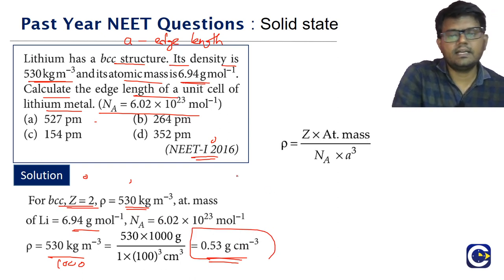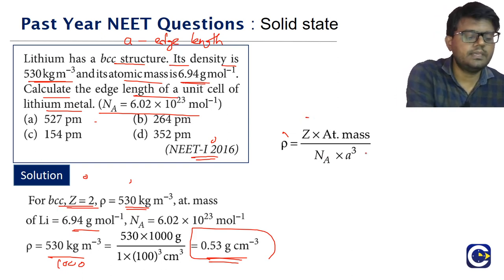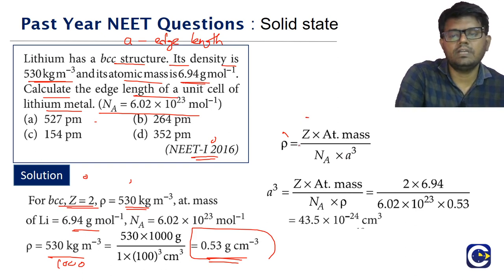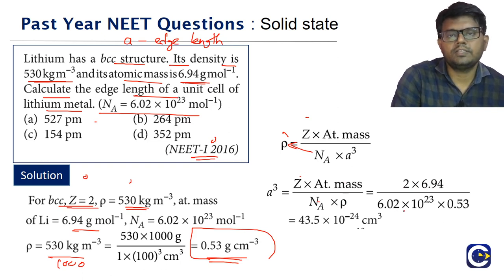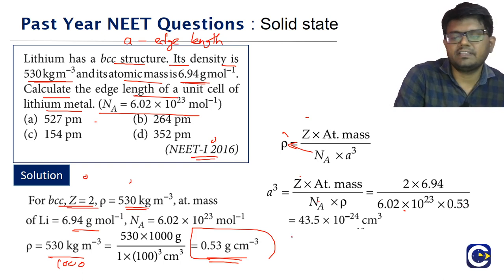So what is the density formula? Z into atomic mass divided by Avogadro number into A cube. So from here, taking the other things to the other side, the A cube value will be equal to Z into atomic mass by Na into rho. Z is 2, atomic mass is 6.94, divided by Avogadro number 6.02 into 10 power 23 into rho. Density is 0.53.